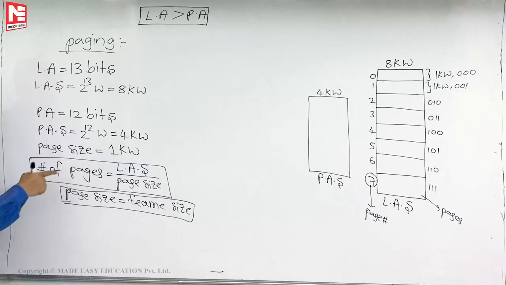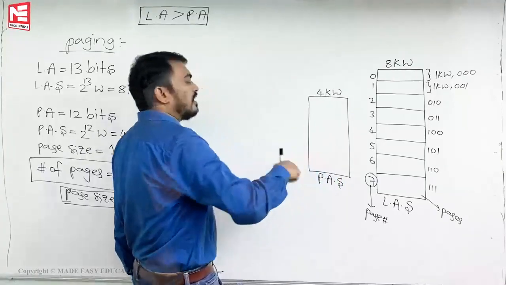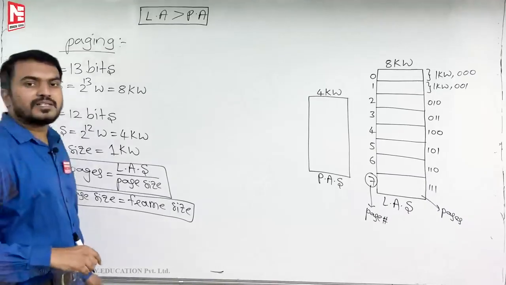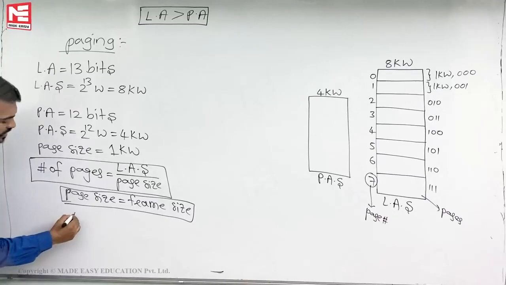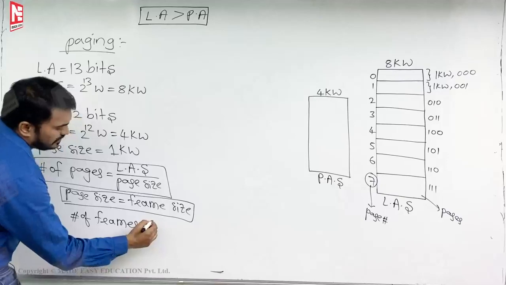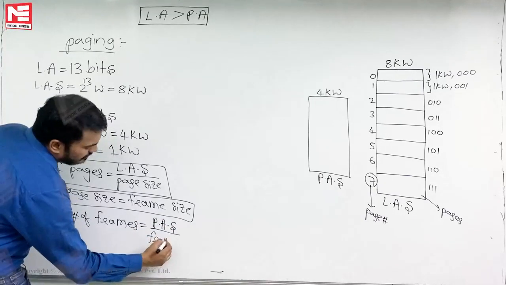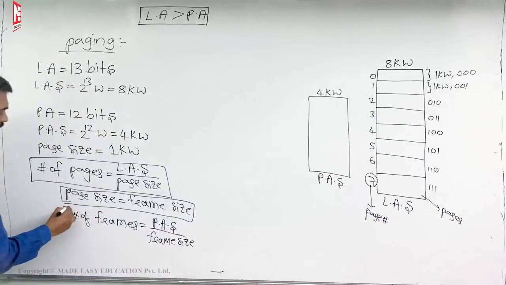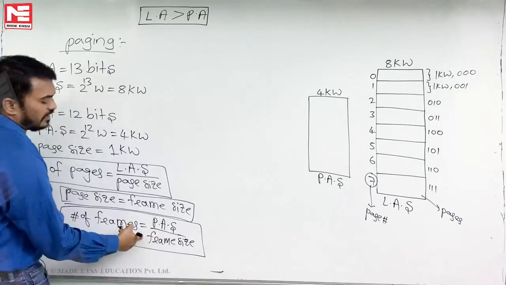Now tell me, PAS is 4 kilohertz here. If I divide that into equal size frames of 1 kilohertz, how many frames will you get? 4 frames. So to calculate the number of frames, what is the formula? Note down: number of frames equals PAS divided by frame size. Please copy properly.